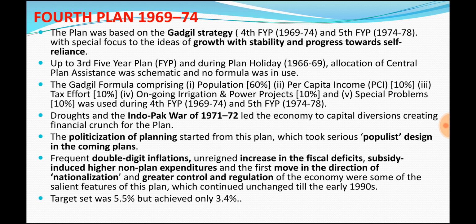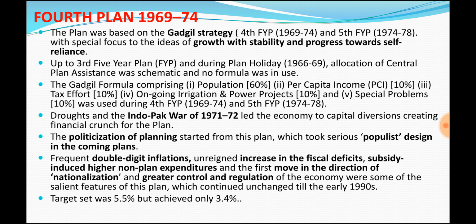Gadgil strategy is based on some formula, how much to be allocated to a plan based on certain criteria. That is, the different criteria are given different weightages. For example, in the Gadgil formula, population was given 60%, per capita income was given 10%, tax effort was given 10%, ongoing irrigation and power projects 10%, and the special problem of that state 10%.